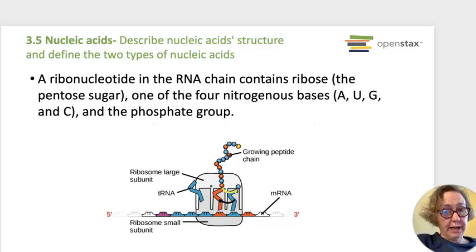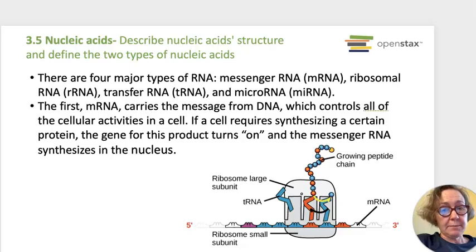A ribonucleotide in the RNA chain contains ribose, the pentose sugar, we already talked about that, one of the four nitrogenous bases, A, U, G, C, no thymine, just uracil, and the phosphate group. There are four main types of RNA. Messenger RNA, which we're going to talk about first, and that's just the copy, the photocopy, right? If you go into the library and you make a copy, that's what I would think of your RNA as. Like, okay, I have a copy. I know what it should say.